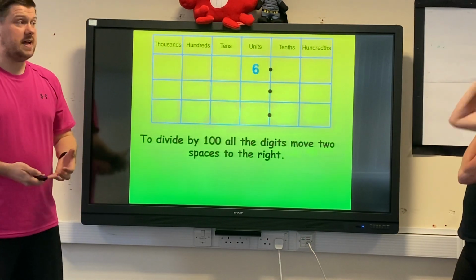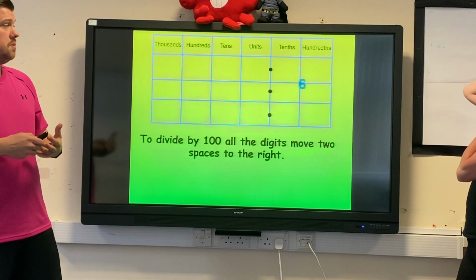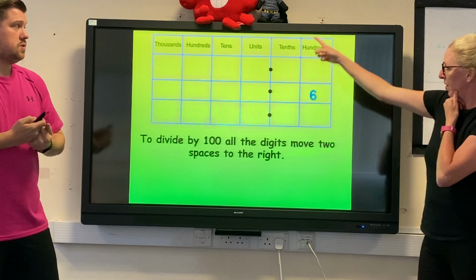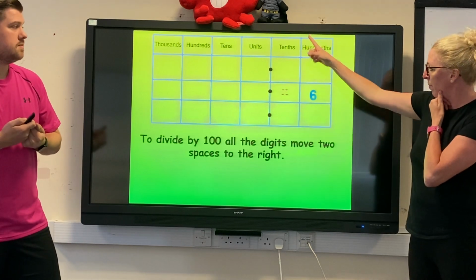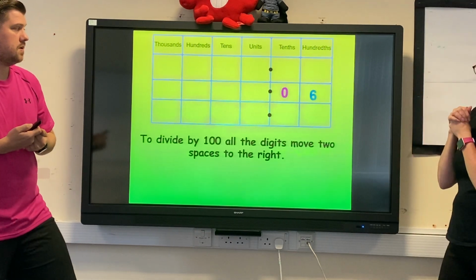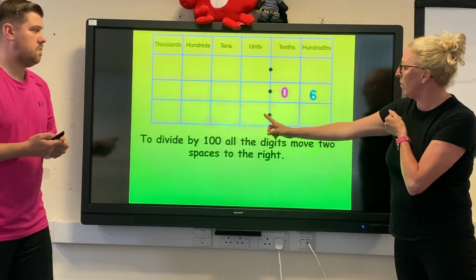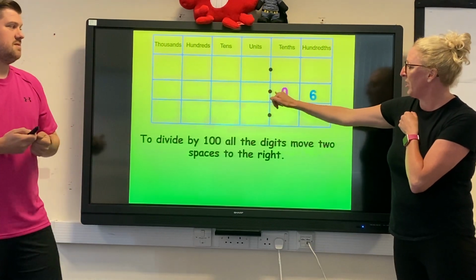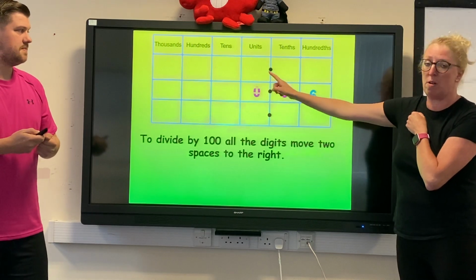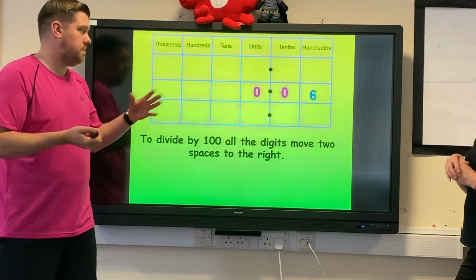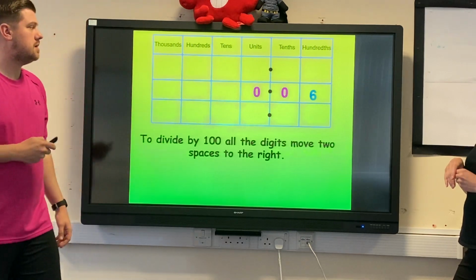6 on its own divided by 100. We move it. Now what do you think we need to do? There's a gap here in this tenths column, so we need to put that 0 in as a placeholder. But we also need a number here in the units column. We can't start a number with a decimal point, so we put a 0 in that. So the final answer would be 6 divided by 100 would be 0.06.